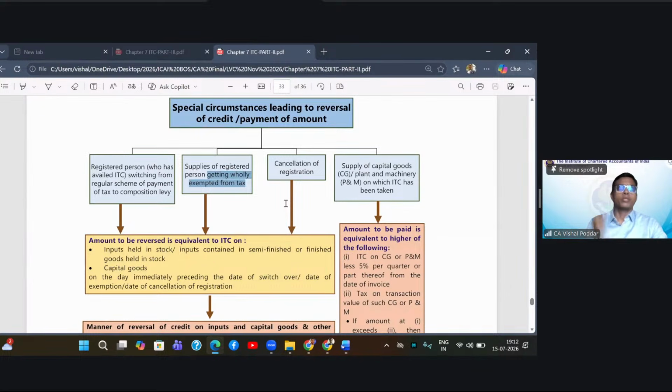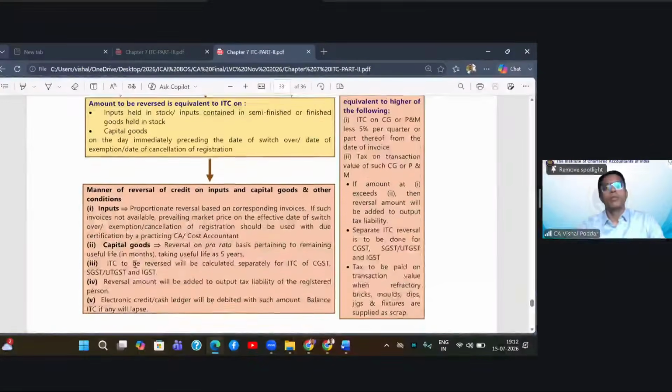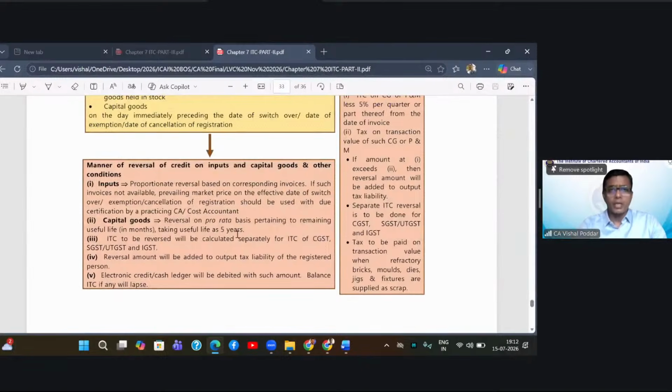So what you have to do is, again, find out your stock on the date of this change, and whatever is your inputs in stock, whatever is your capital goods in stock, you have to find out the amount of ITC which you have availed on that, and you have to reverse it. Again, for capital goods, you don't have to reverse the full ITC. You have to reverse the ITC only after reducing the ITC for the period for which you have used the capital goods.